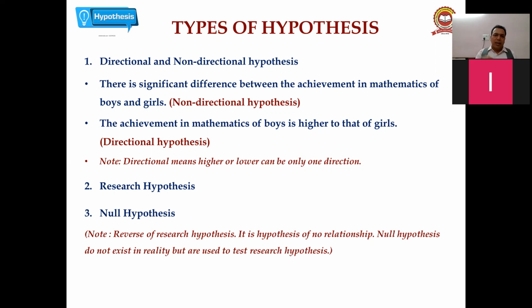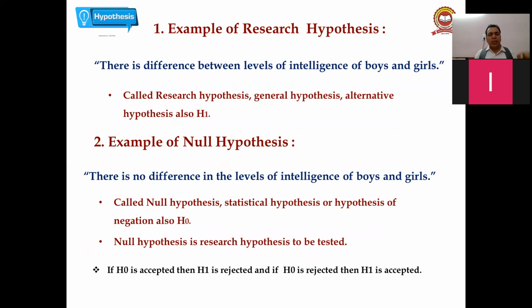Right? Next comes the research hypothesis and null hypothesis. This is the most important hypothesis, and most of the time you get questions in your question paper: define the research hypothesis and null hypothesis. So let us understand carefully the research hypothesis and the null hypothesis. Okay. I have given one example of a research hypothesis, and a second example of a null hypothesis. First of all, before starting, you have to understand that the null hypothesis we deduce from the research hypothesis.